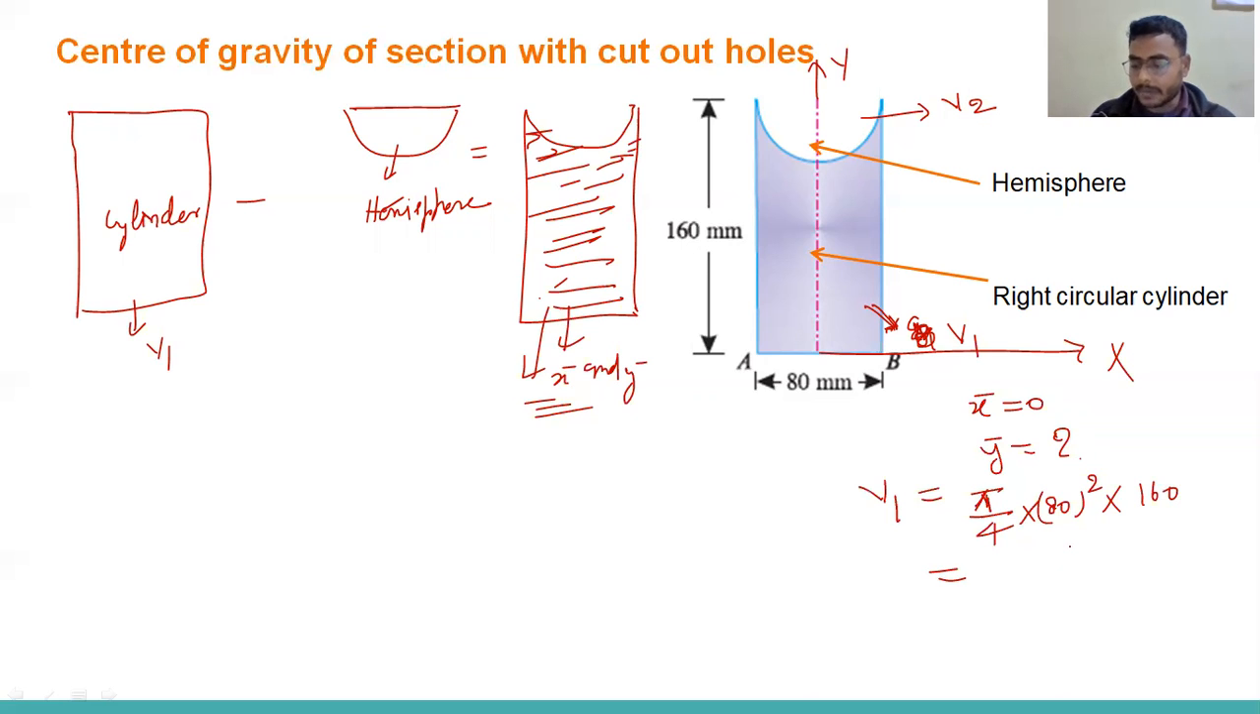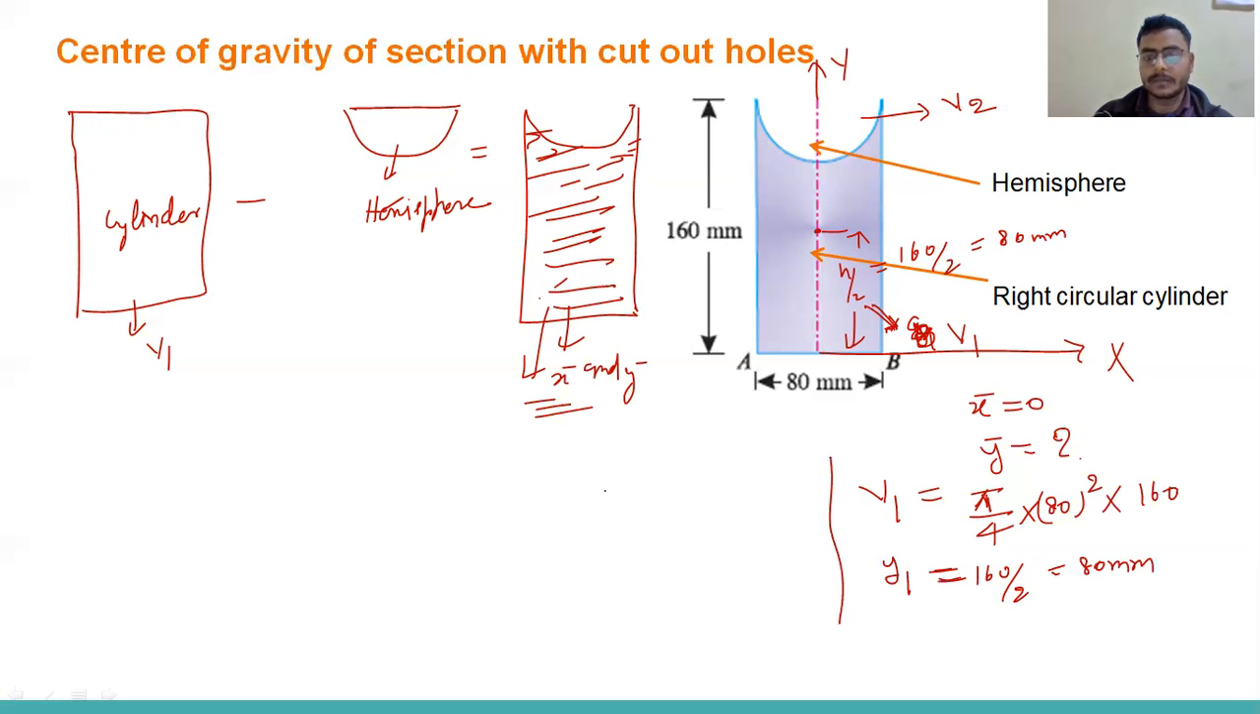Then calculate X1 here. X1 will be 0, but now we are going to calculate Y1. What will be Y1? For the cylinder, the centroid is at a distance of h by 2. So h by 2 means 160 divided by 2, that is 80 mm, for the cylinder I'm talking about.